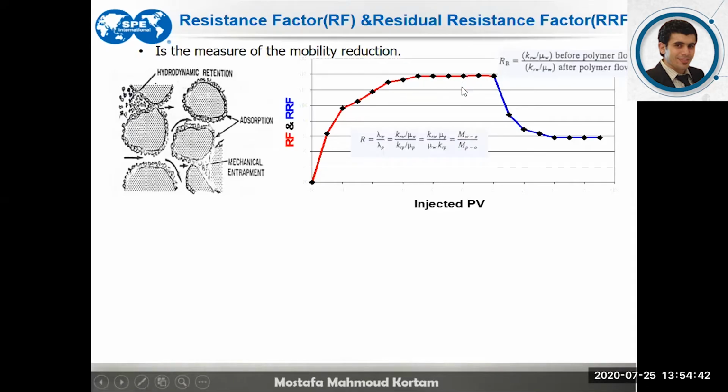At that time, we have a stabilized performance of passing the polymer through the pore system, and the additional pressure drop that resulted to mobilize the polymer over the water is called a resistance factor. So simply, the resistance factor is the ratio between the injection of the polymer over the injection of water.